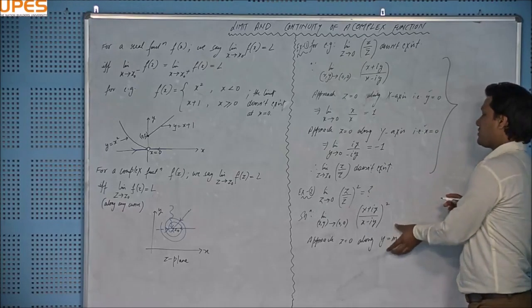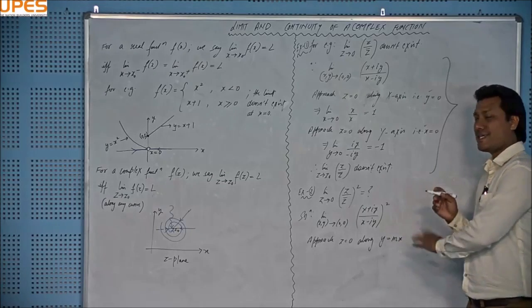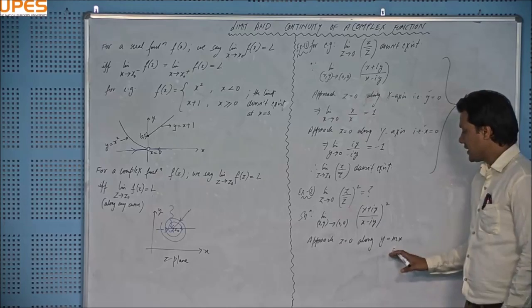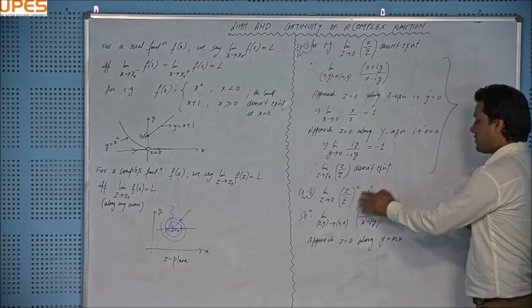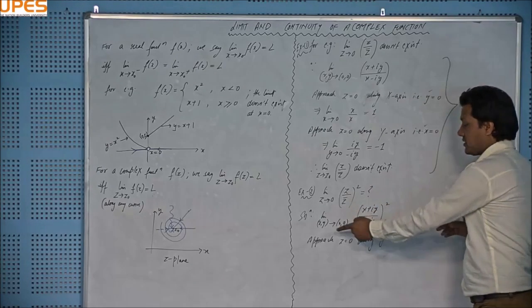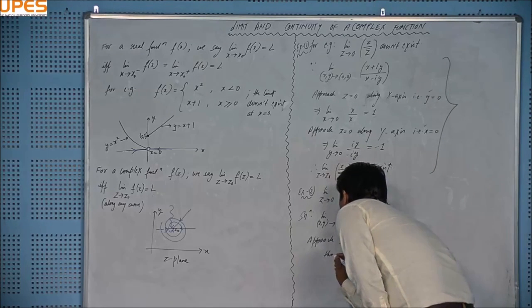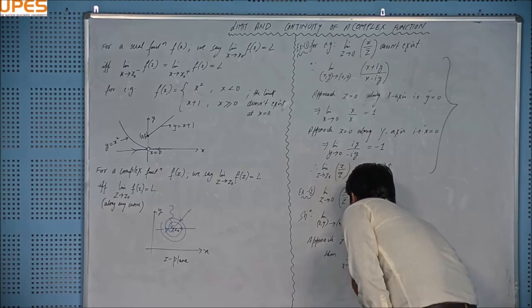It indicates that this line is passing through the origin. You have to choose that path which passes through that point, right? Okay, then I will substitute y equal to mx here, and everything will be converted in terms of x. Then my limit will be x tends to 0.